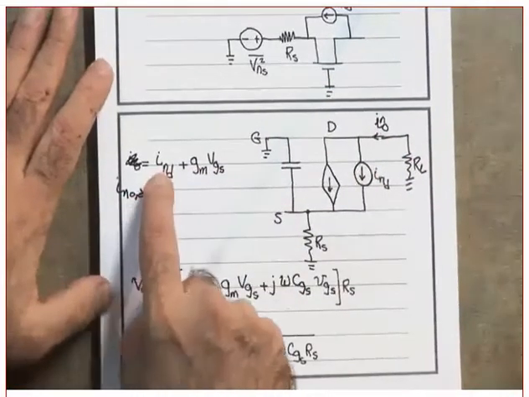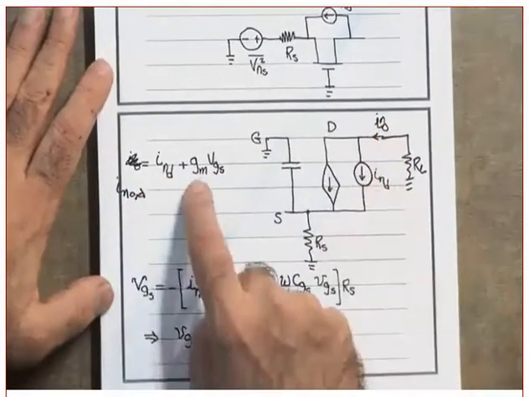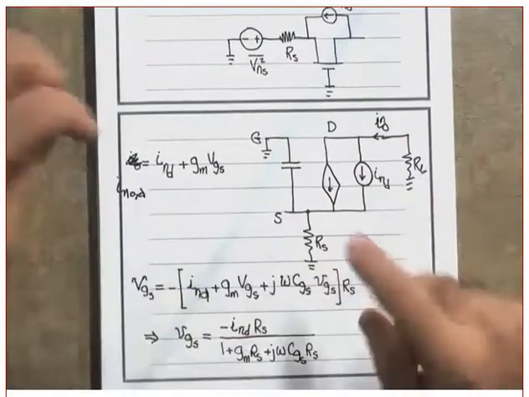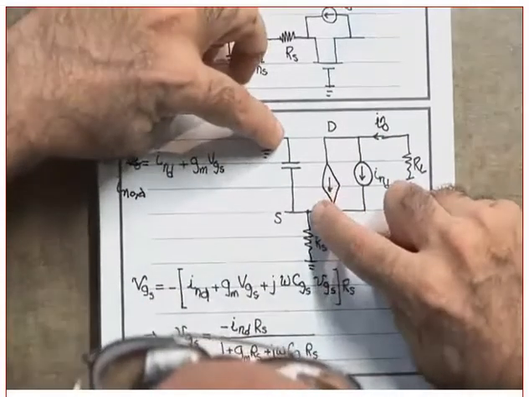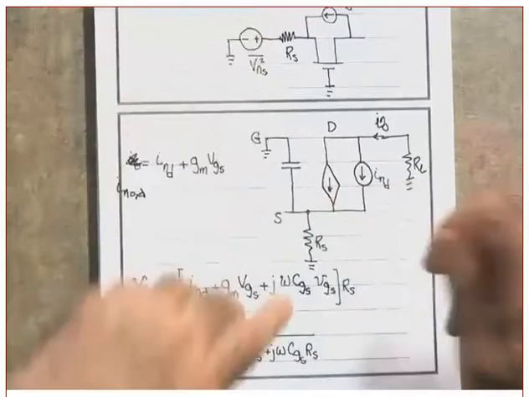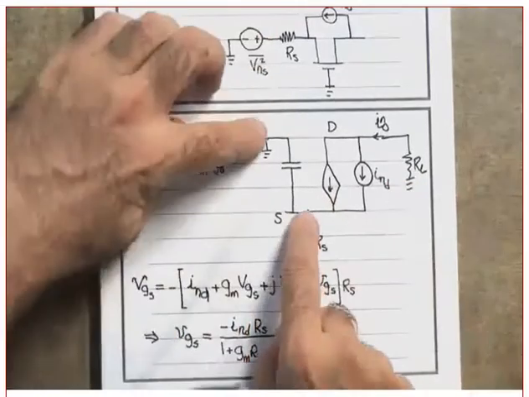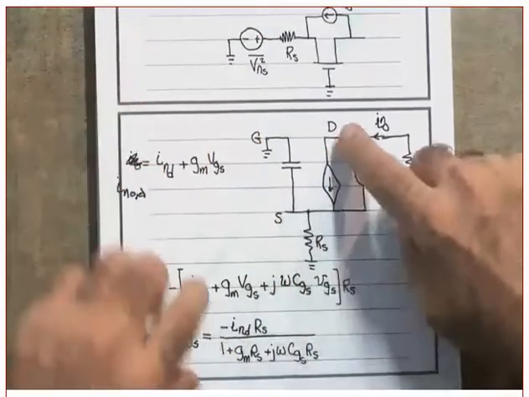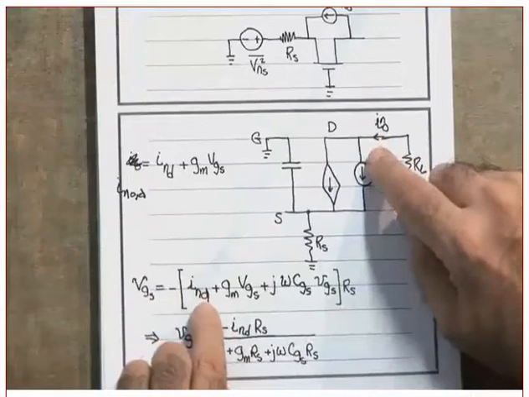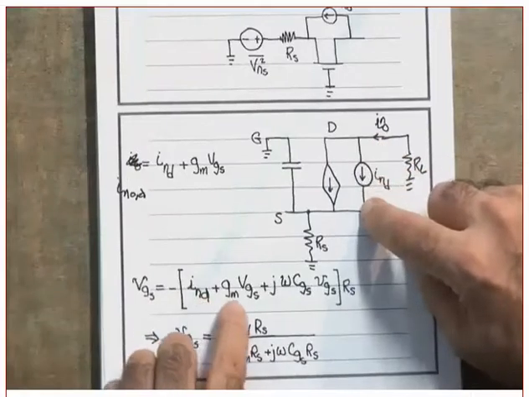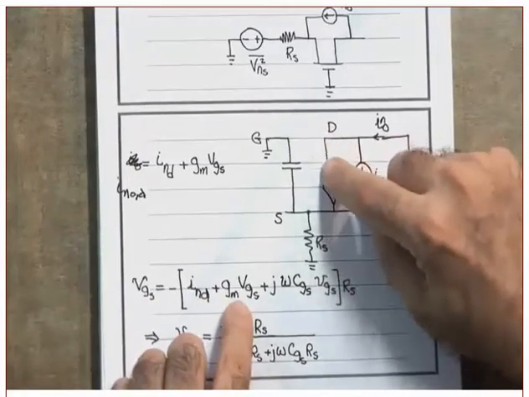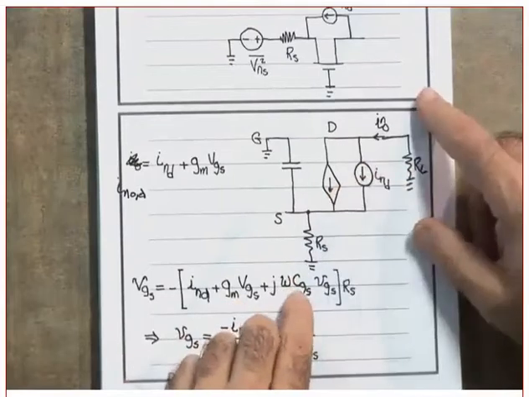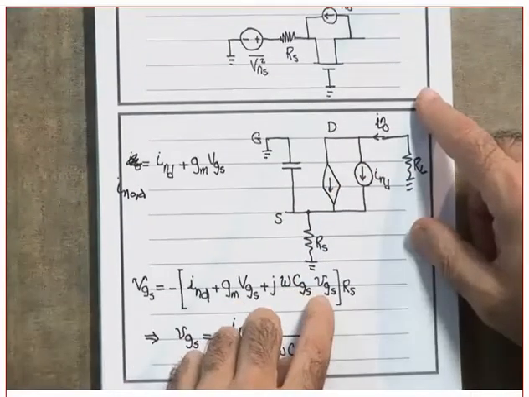So I_NOD is equal to I_ND plus gm VGS. Now, what is VGS? VGS is this voltage. What is this voltage? This voltage, VGS, is this one, which is minus I_ND. I'll explain why the minus in just a second. I_ND plus gm VGS, plus jωC_GS VGS.